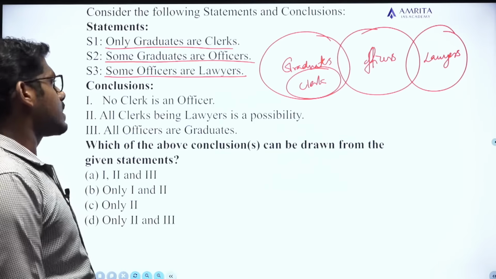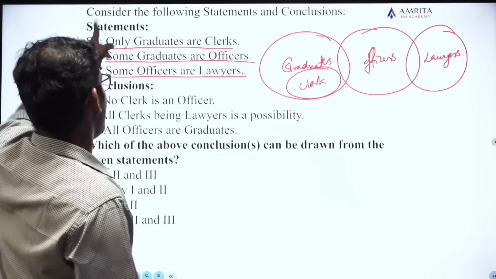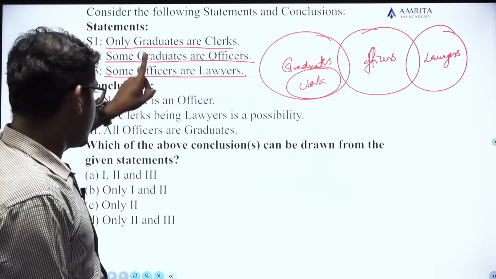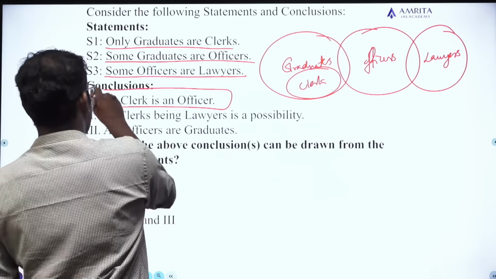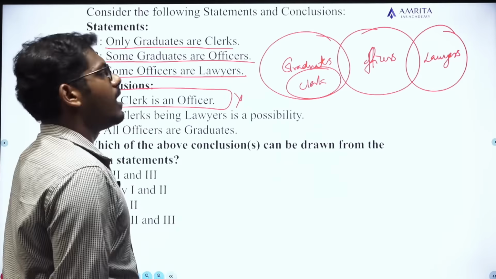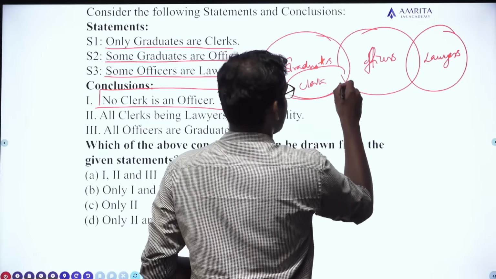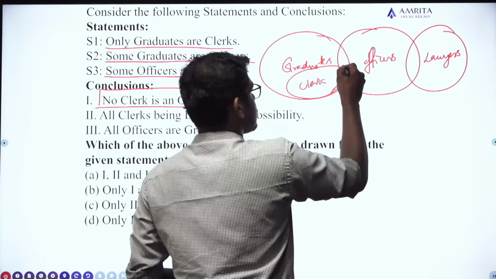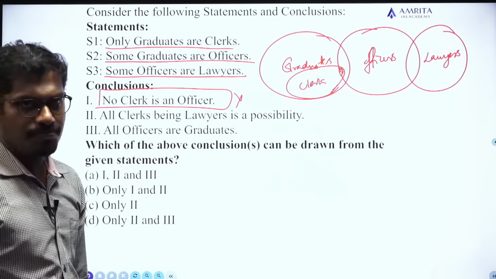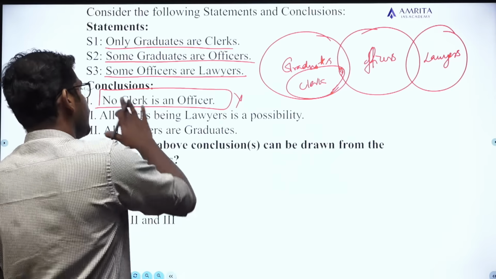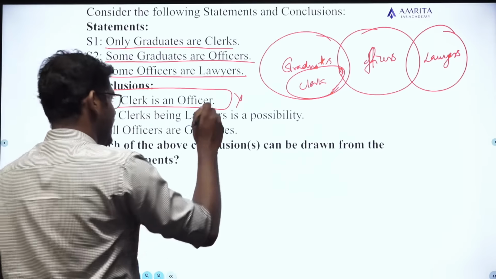Conclusion one, no clerk is an officer. Can we say that? Because all the figure is connected, there is no such statement. So then we can definitely disregard this conclusion. No clerk is an officer. It will be definitely incorrect. See, what if I draw the clerk like this, then in this portion, some clerks can be officers. So I can easily negate this statement, but that's not needed. We can negate this statement in the first instance itself. So no clerk is an officer is an incorrect one.